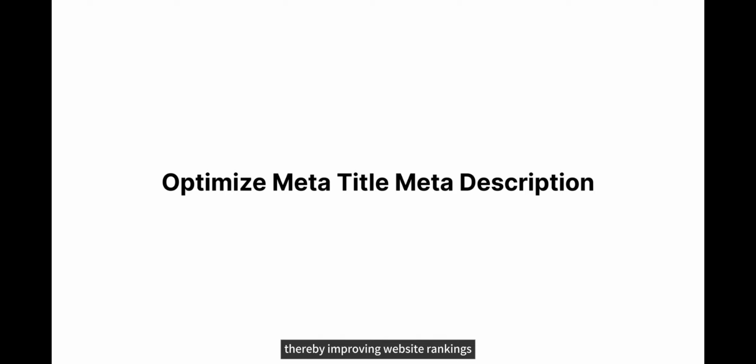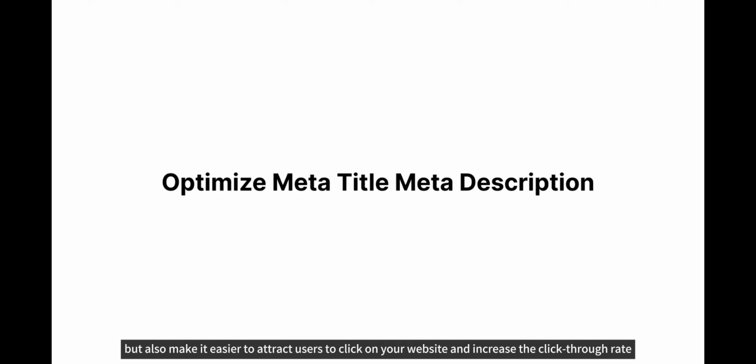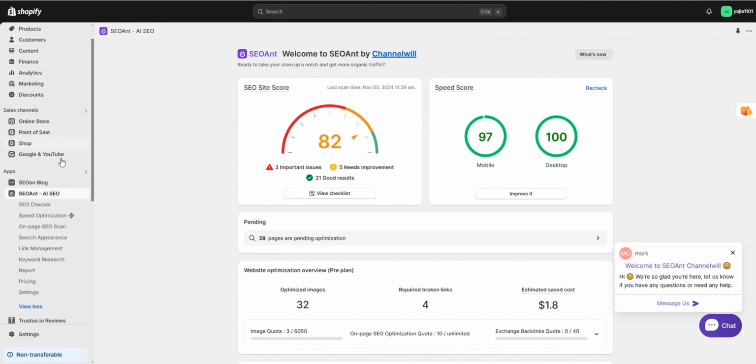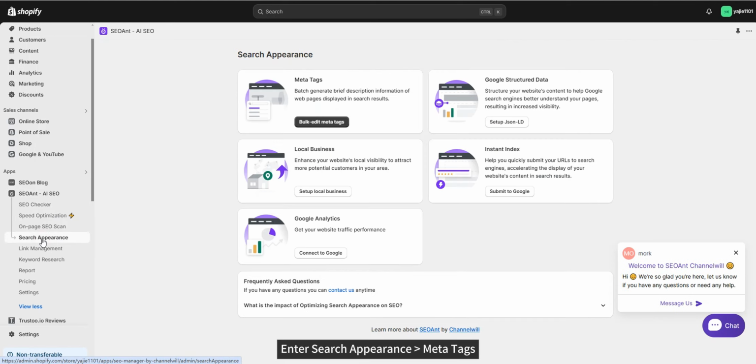Meta tags are HTML tags used to provide additional information about a page to search engines. A good meta title and meta description can not only make search engines understand your website content faster, thereby improving website rankings, but also make it easier to attract users to click on your website and increase the click-through rate. Enter search appearance, meta tags.